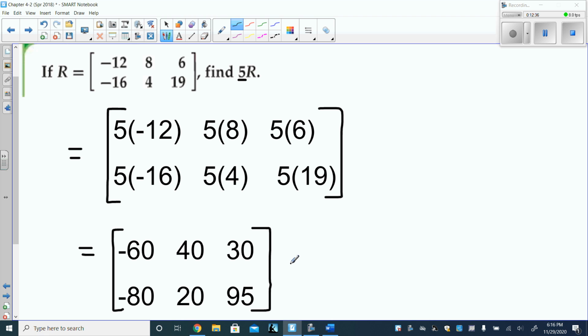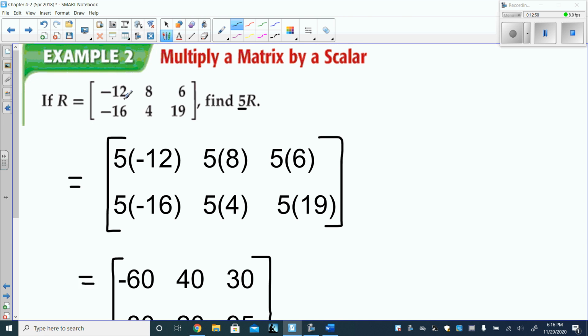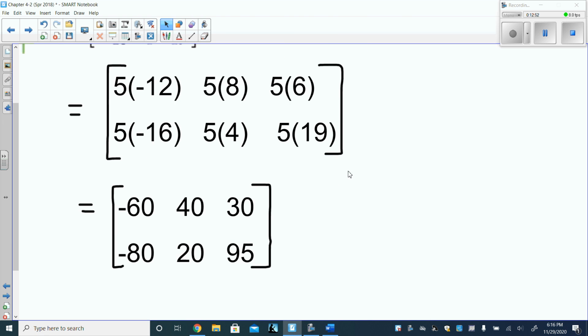Now, it is possible to do these in a graphing calculator. You could type this matrix in, negative 12, 8, 6, negative 16, 4, 19, and do 5 times it, and it would give you the answer. So we can type these into the calculator also. And that's it. That's all we have to do for scalars.